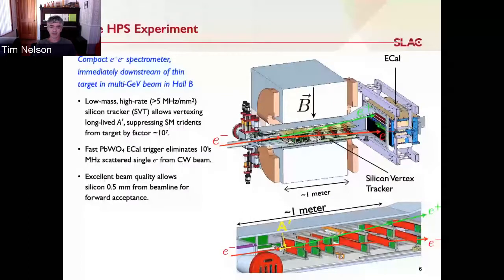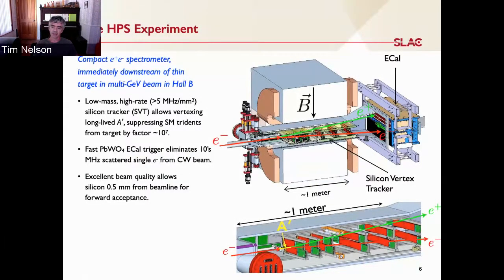So that CW time structure together with a very fast trigger on e+e- pairs that comes from this lead tungstate ECAL downstream allows you to select just the hits of interest from the SVT to reconstruct the in-time hits with the e+e- pair.